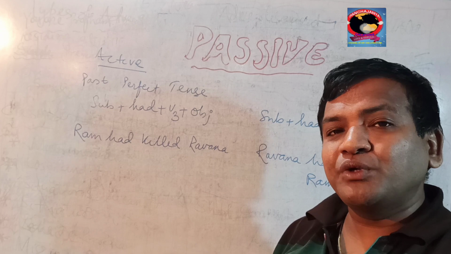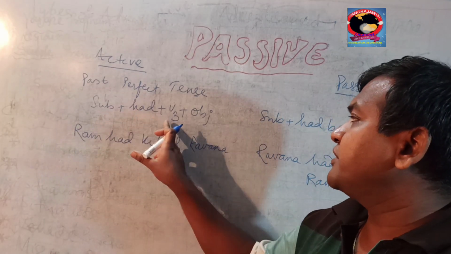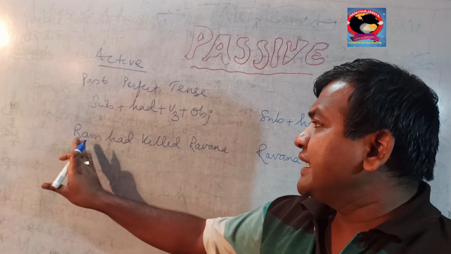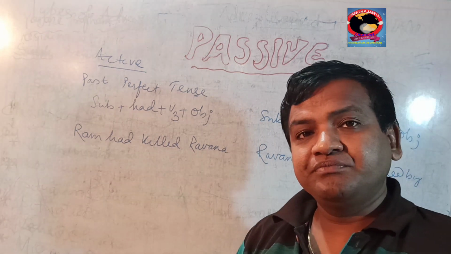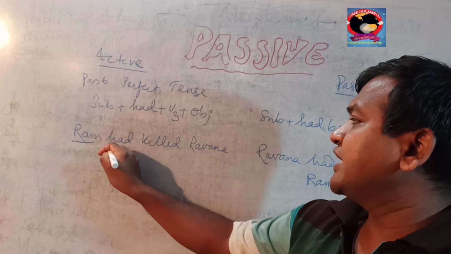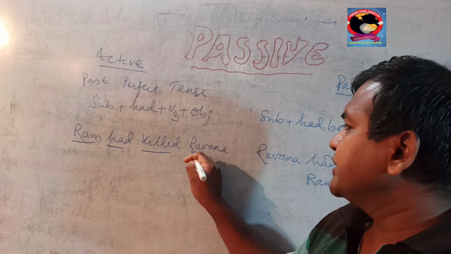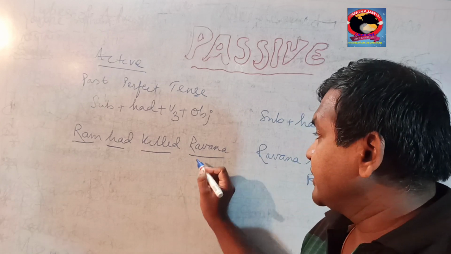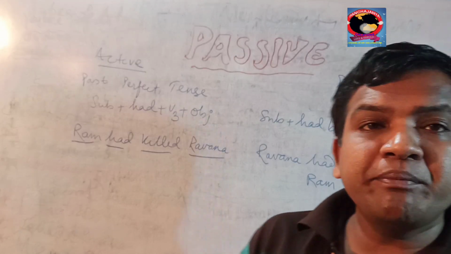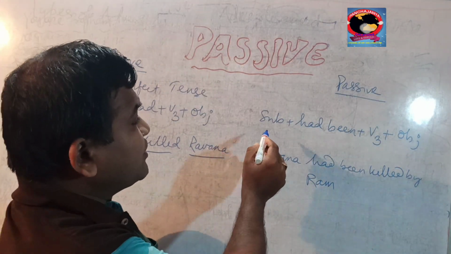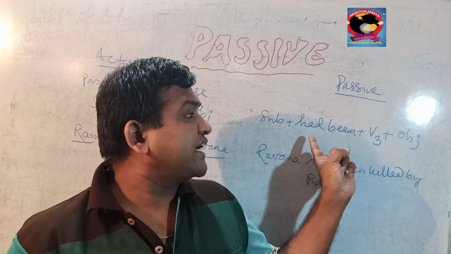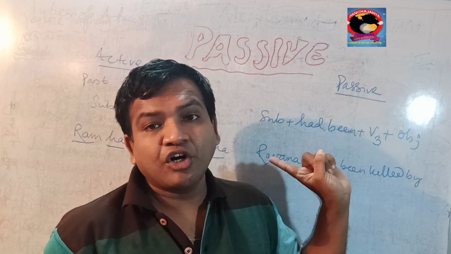In past perfect tense, the formula is subject plus had plus V3 plus object. One example I have taken: Ram had killed Ravana. Here Ram is the subject, had killed is had plus V3, then Ravana is the object. We have discussed earlier how it is. Now if we make it passive, it will be subject plus had been plus V3 plus object.